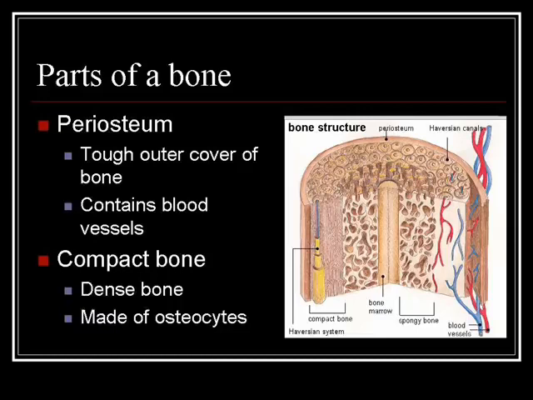Continuing to work our way to the inner core of a bone, the next layer is compact bone. You can see from the diagram that it's really dense bone that's just inside, underneath the periosteum. It's very strong, and it's made of osteocytes. So osteo again meaning bone, and cytes meaning cell.